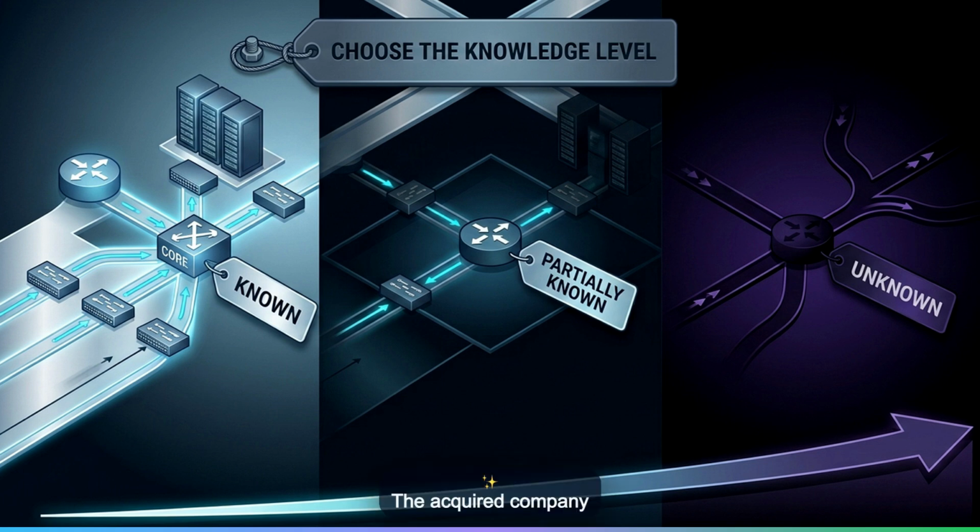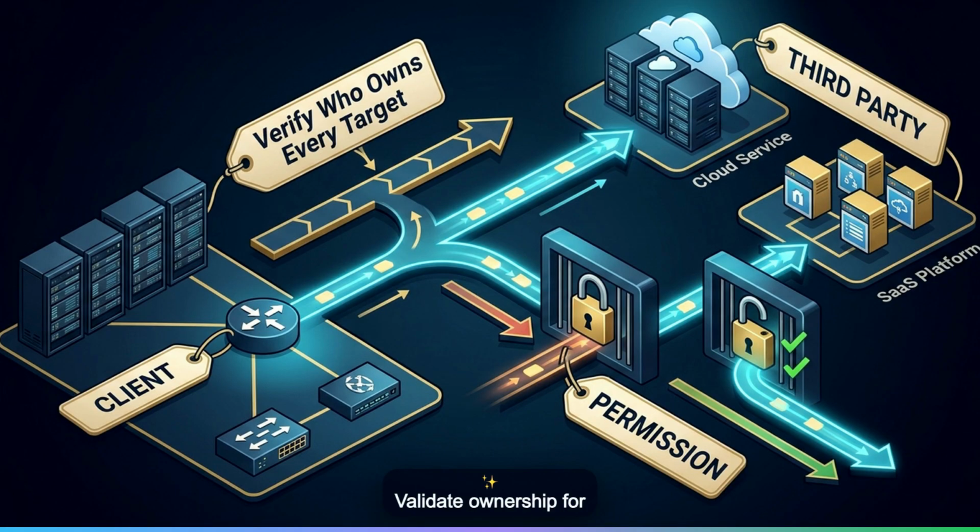The acquired company uses cloud hosting, a managed service provider, and a payment platform. The client may use those systems without owning them. Validate ownership for every target. If a third party controls the asset, obtain its written permission and follow its testing policy. Never treat a DNS name, tenant, shared service, or vendor connection as proof of authorization.